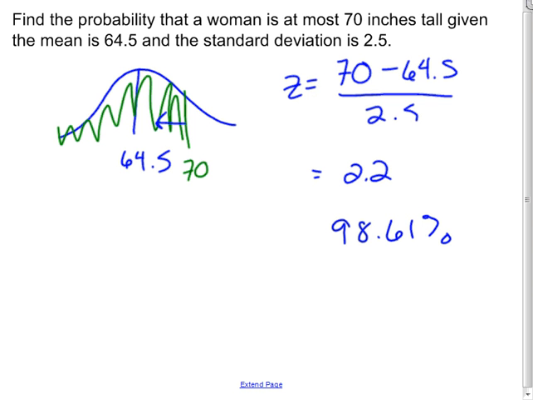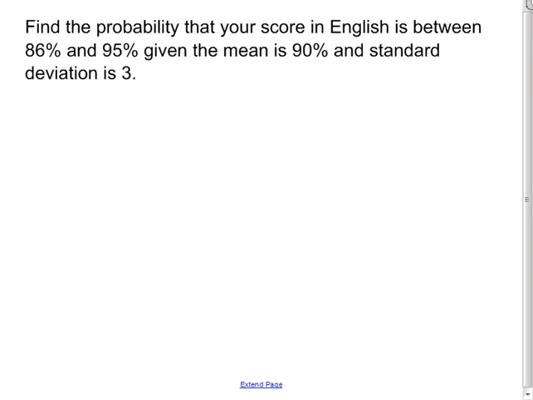Now the next case, we're going to look at a range of values. I want to find the probability that your score in English is between 86% and 95%, given the mean is 90 and the standard deviation is 3.